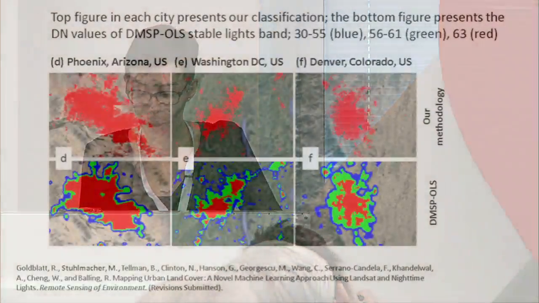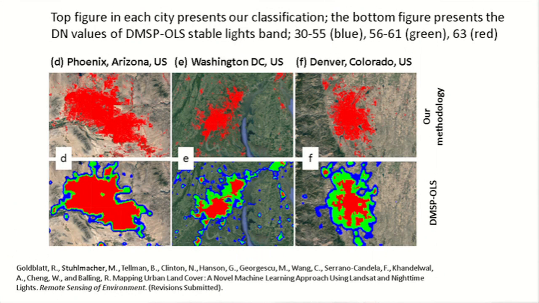This is our classification compared to nighttime lights. And so you can see, again, the greater crispness, and because of a lot of the downsides of nighttime lights, we only use those as our training, and that helps with more crisp classification.